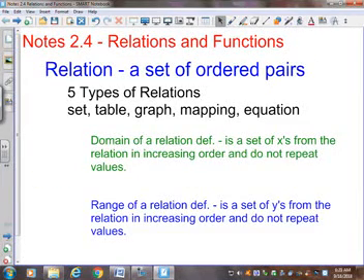So you should stop the video now and copy these definitions, and then when you finish copying it, start the video again for the next page of definitions.